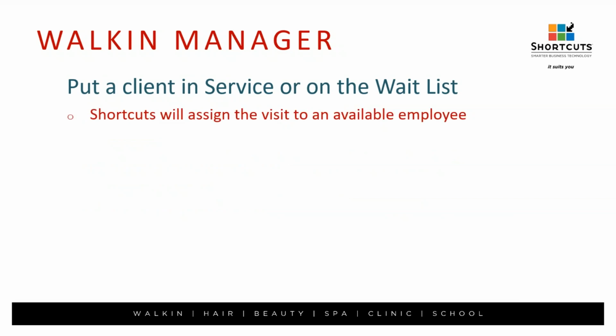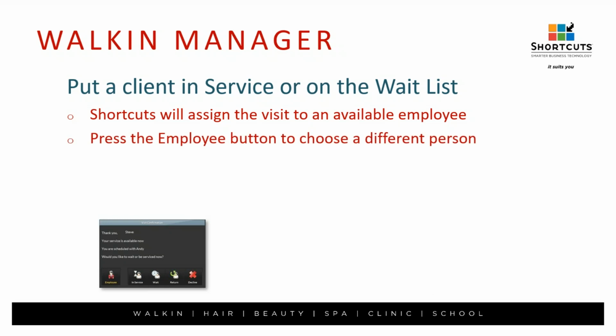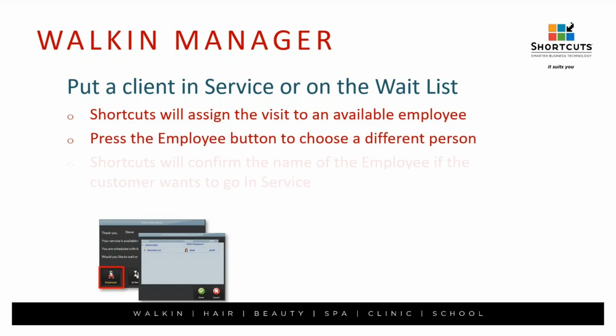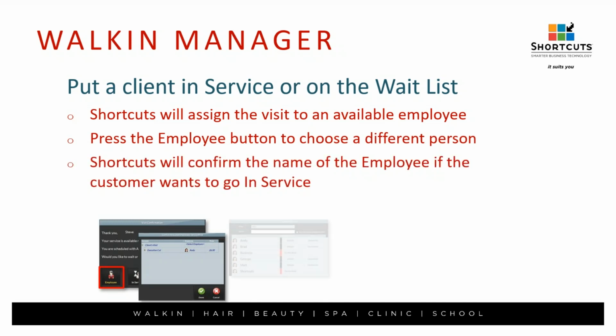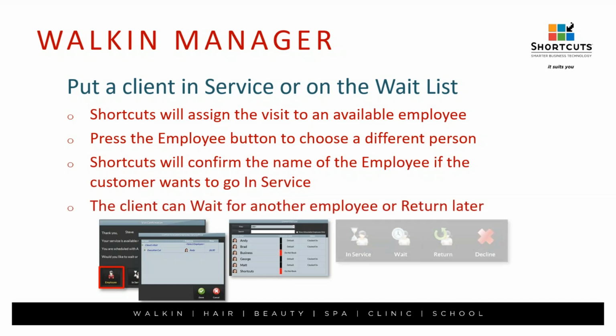So a moment ago, we looked at putting customers into service, but we're going to repeat these steps. So by default, if a staff member is clocked in, then Shortcuts will say, this service that you want is available right now with this employee. If the customer chooses a different employee, we can assign it to a different staff member. We can put them into service, or we can have them stay in the wait list if they prefer to wait for a different employee.